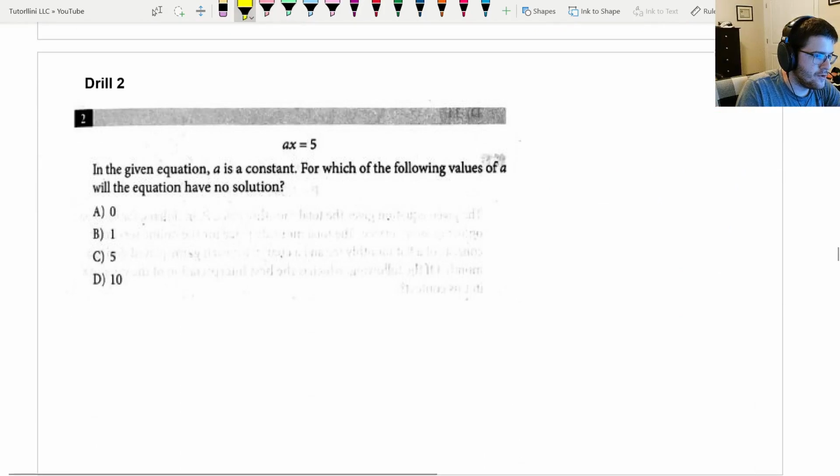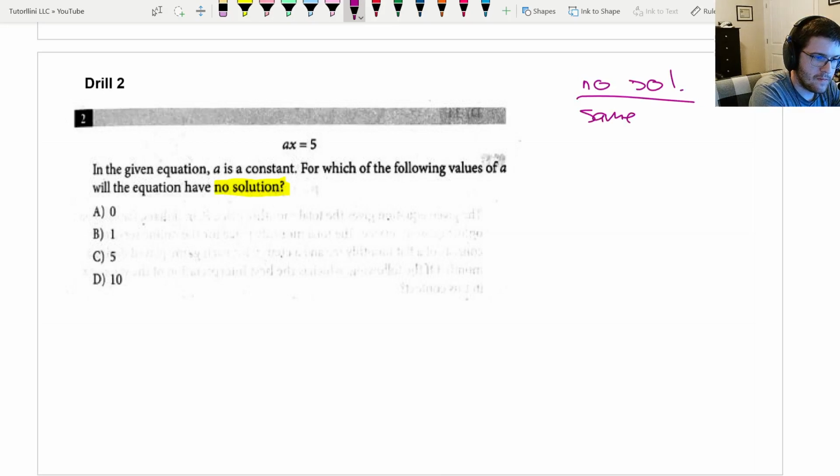Okay, no solution. So this is no solution in slope-intercept form, which I go over in the video I was talking about before, 806. So no solution tells us they have the same slope and different y-intercept. So I'm going to try to write this out to make this more clear.